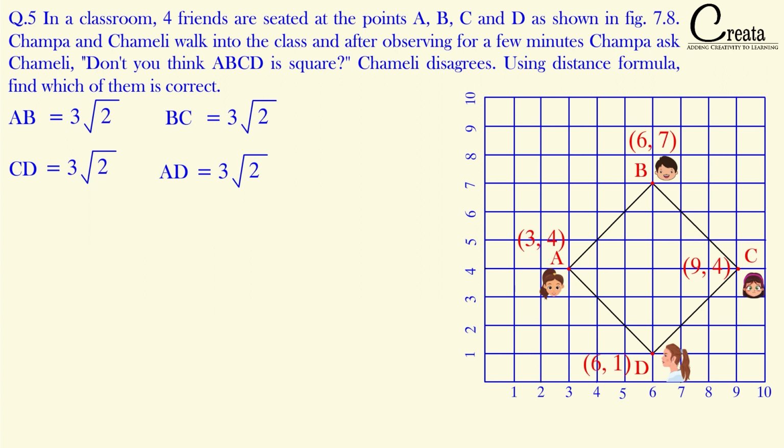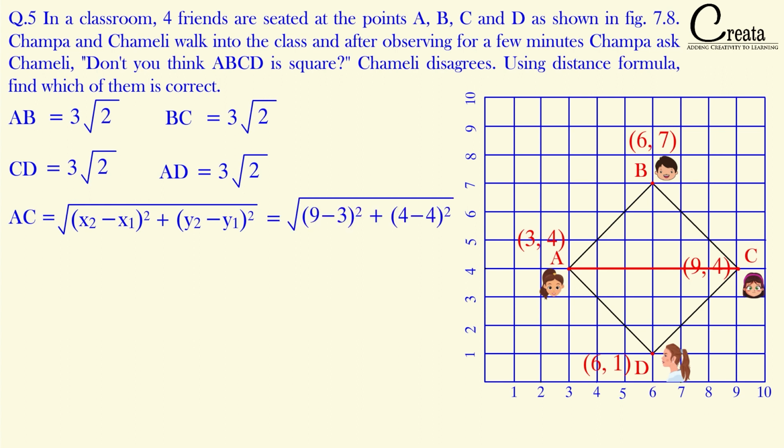Let's find the diagonal AC. Again, we know the two points. Let's use the distance formula, put the values and solve it. We got root of 36 as AC, which is 6. 6 square is 36. We got the first diagonal AC as 6.